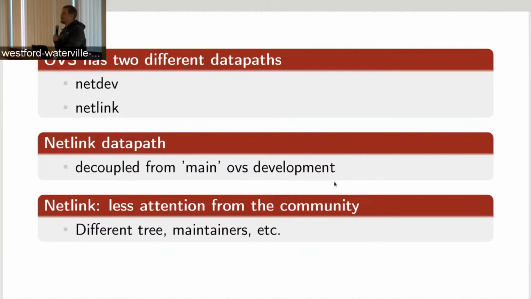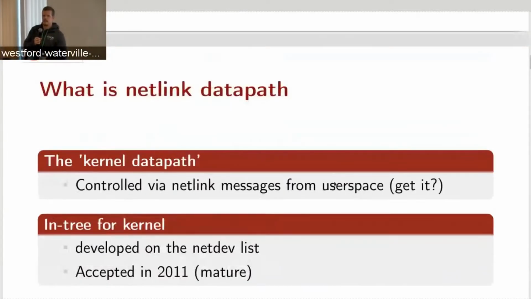The downside is that OVS is developed on its own tree, which is separate from the net tree, because why would you develop it on the net tree? But that does mean that many of the developers who use the Netlink data path or make changes to it are not paying attention to that tree. There's a different set of maintainers, with different issues they might care about than the user space side or the OVS community, and the two are maybe not overlapping.